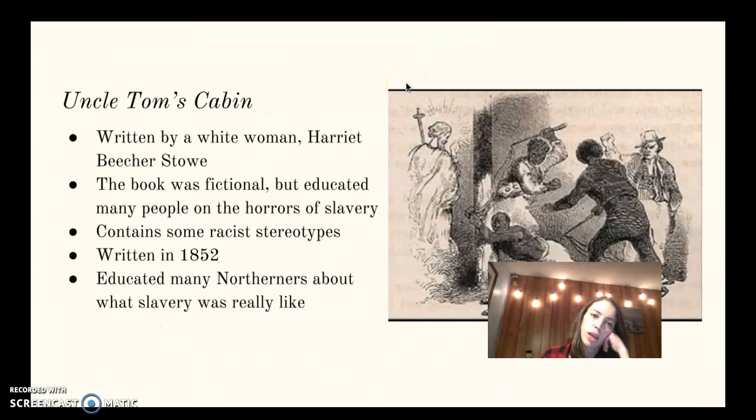Now, Uncle Tom's Cabin was written by Harriet Beecher Stowe. Even though this book contained a lot of terrible, dangerous stereotypes that we would recognize now if we read it, when it was written at the time, it really opened a lot of people's eyes to the conditions of slavery and put it on a human level for many people, where a lot of people in the North started to move towards the abolitionist movement. While the book was fictional, it contained a lot of truth on the horrors of slavery. It was written in 1852, and it really did educate a whole lot of people about what slavery was really like.